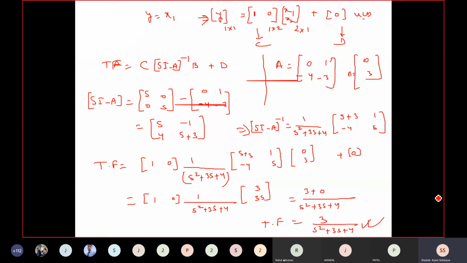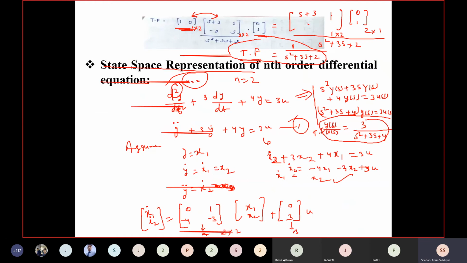In the examination, maybe an nth order differential equation is given, and you will be able to validate and check whether your answer is correct or not, whether your transfer function is correct or not. Okay, I hope till now it is correct. So you can go through it also.